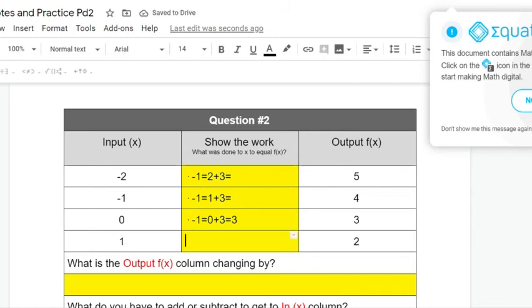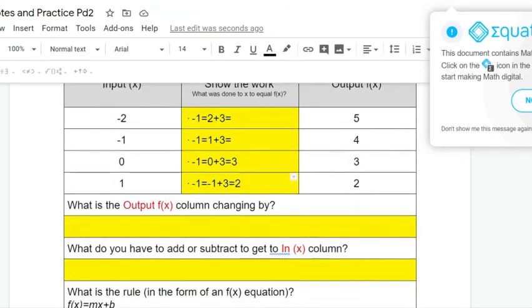And I'm going to multiply these. Let me grab my little multiplication. 1 times -1, excuse me, which would equal -1. And then we add 3 to that, it would in fact equal 2. So it all worked out. We did it. So looking at my output, what is the output column changing by? So it went down by 1. So going down, that means we would represent it with a negative. And what did we add or subtract to get to the in? Well, to get to the in, we had to add 3.